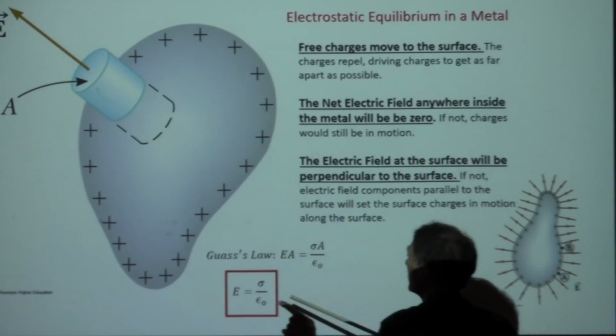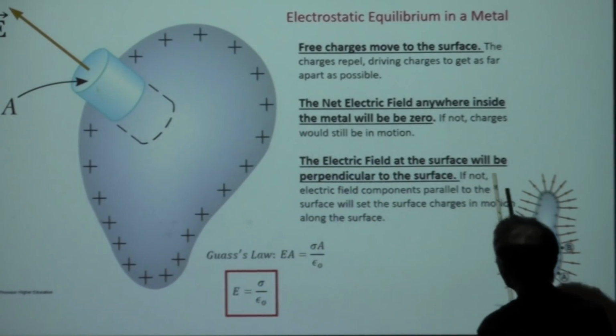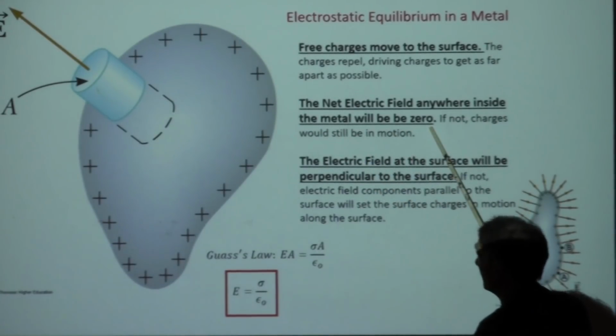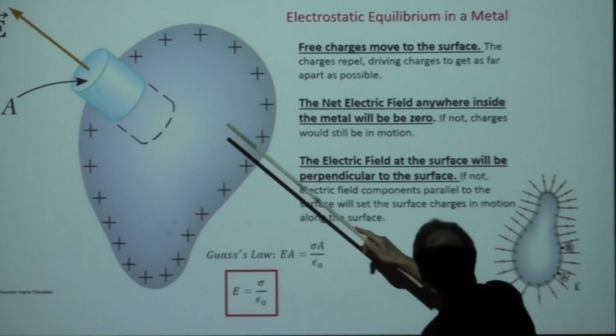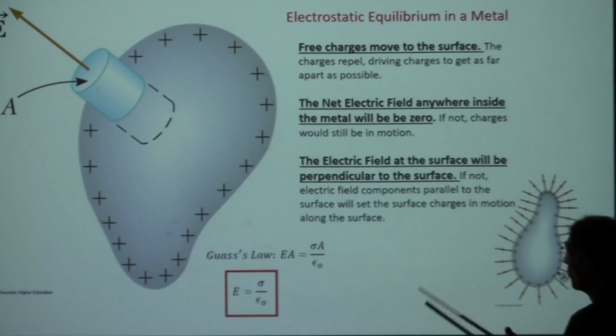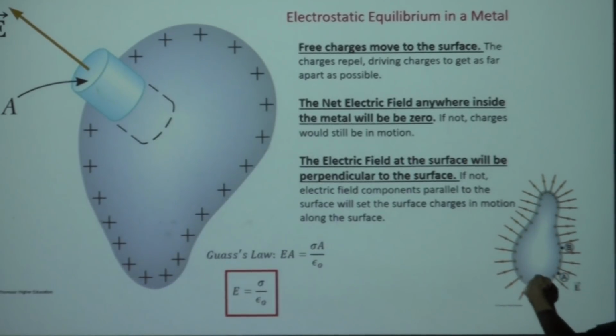So only when it becomes static, these charges line up on the surface. And anywhere inside the metal, the electric field must be zero. Again, if it's not, charges are going to be in motion. Now, also the electric field will arrange itself so that these charges will always be perpendicular to the metal surface.